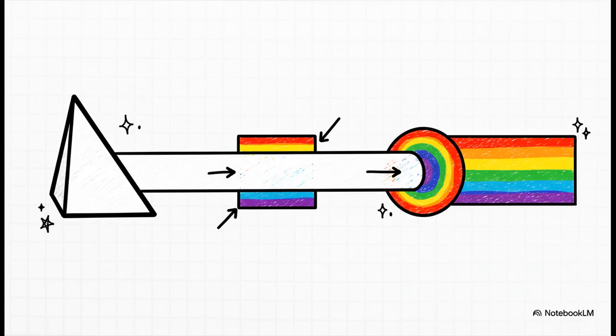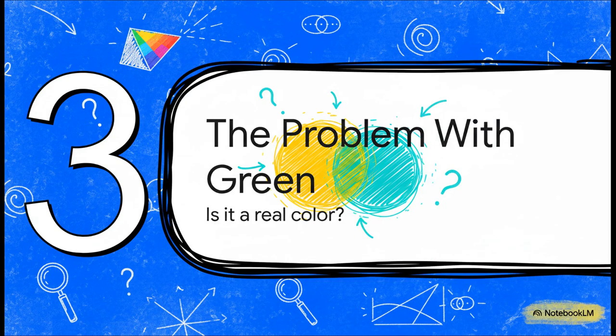See, instead of a tiny little pinhole of light like Newton used, Goethe used a much wider slit. And when you do that, you don't get a full rainbow right away. What you get are two distinct sets of colors appearing at the edges. You get yellow and red on one side, and cyan and violet on the other. And in between, just plain old white light. The full rainbow only shows up when you move your screen back far enough for those two colored edges to finally overlap. Now that overlap, that's where green appears.